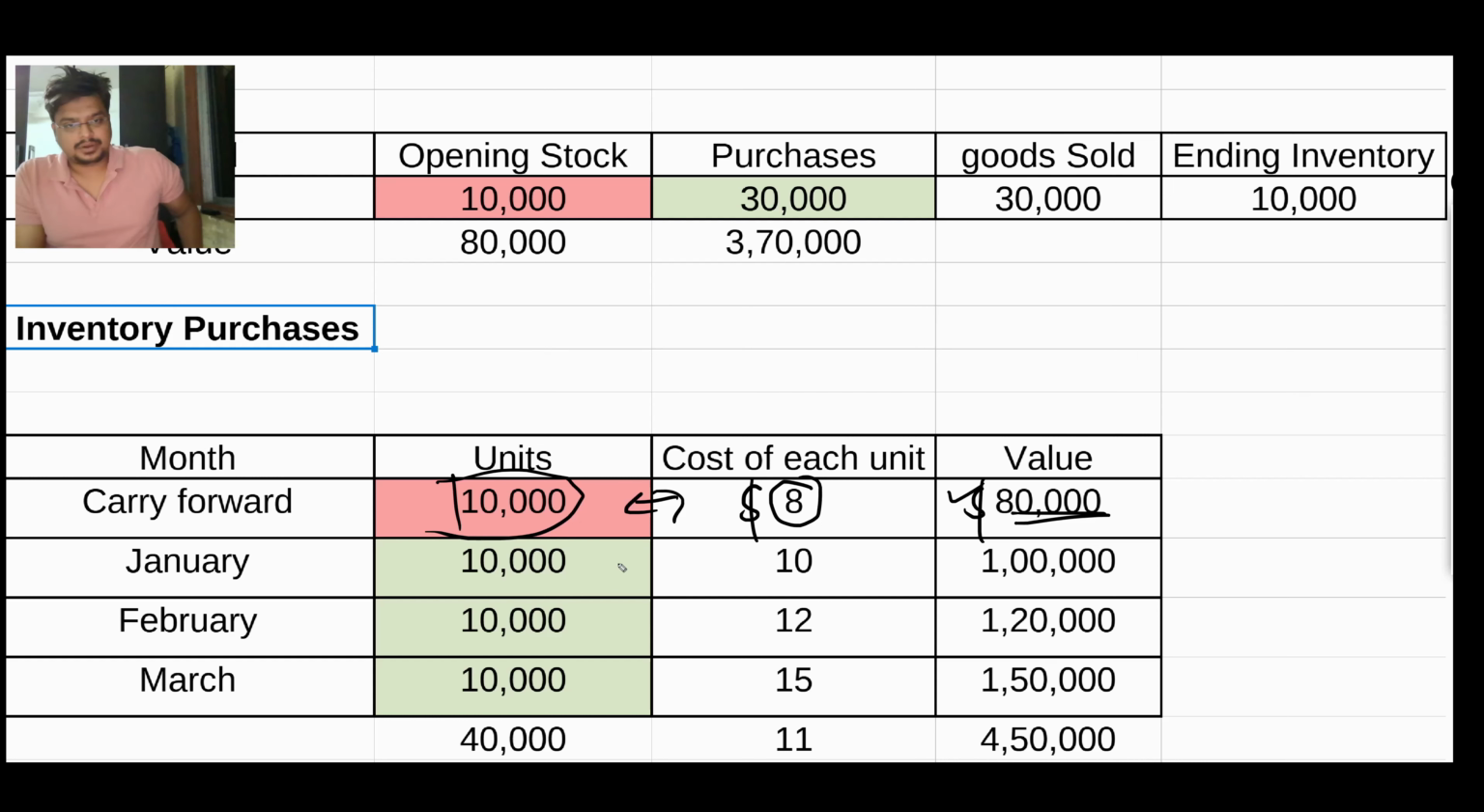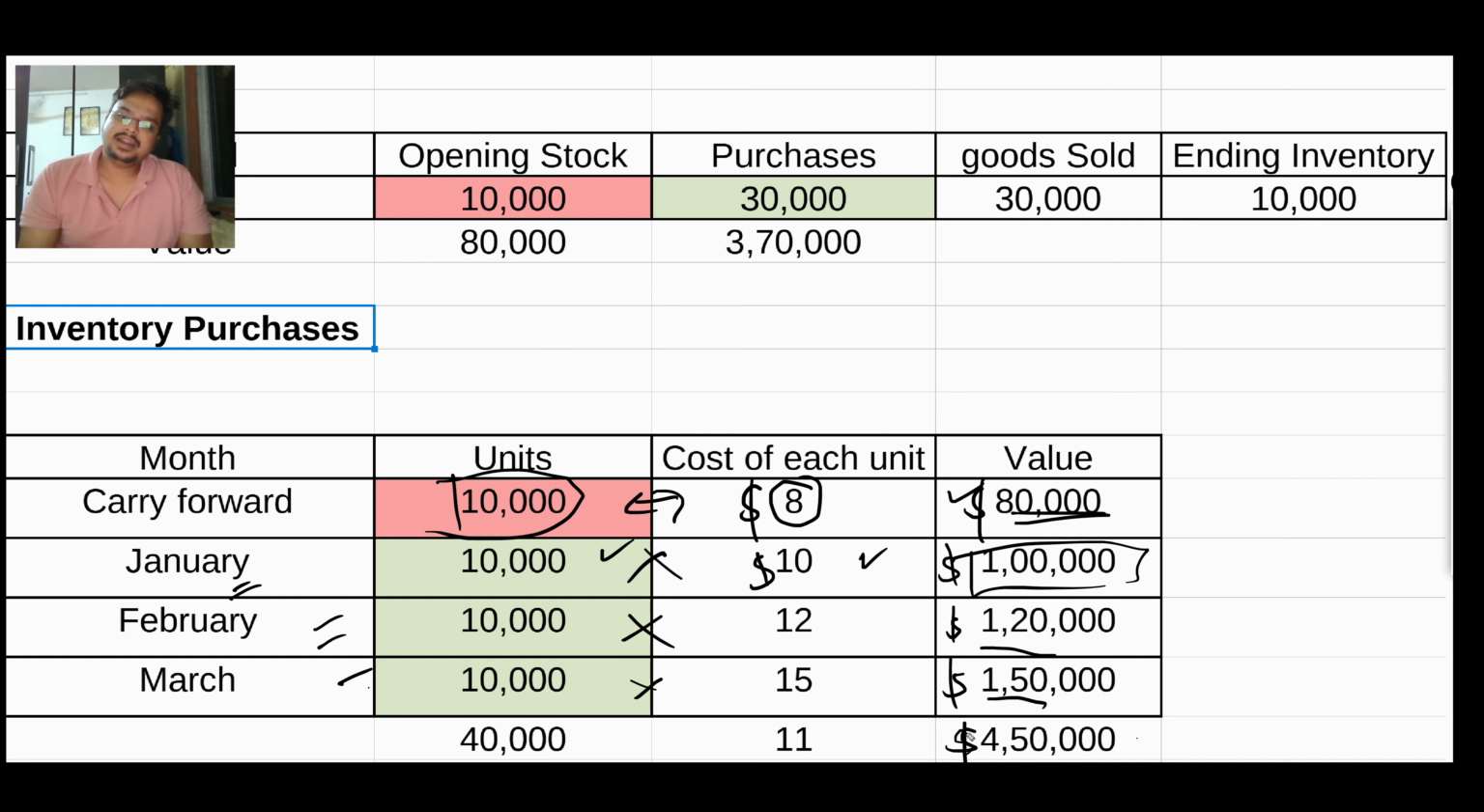Now suppose he bought another 10,000 in January, this time at $10, it would bring his total cost for this month of purchases to be around, let's suppose, $100,000. Okay, and what we did here is just multiply it, right? Straight away we are multiplying it. So same way in February it was $120,000, and in March it was $150,000.